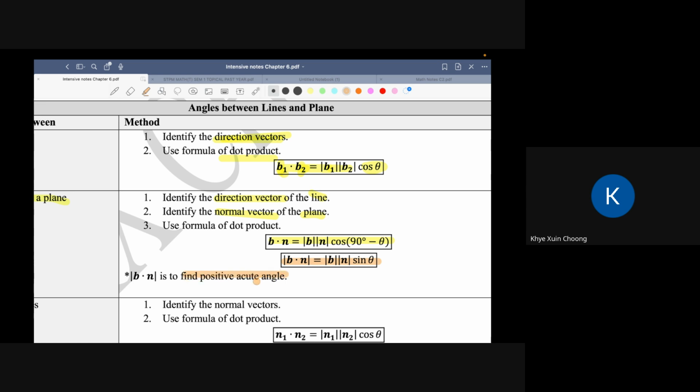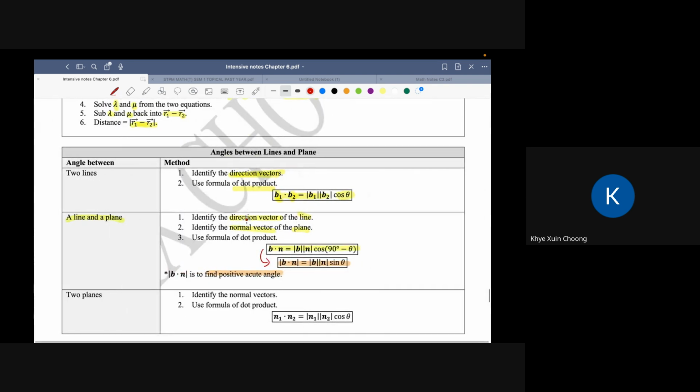Sorry, there are many things to discuss here, but after some derivation, we can get this formula from the equation above. You can memorize this equation and use it to find the angle between a line and a plane more easily.